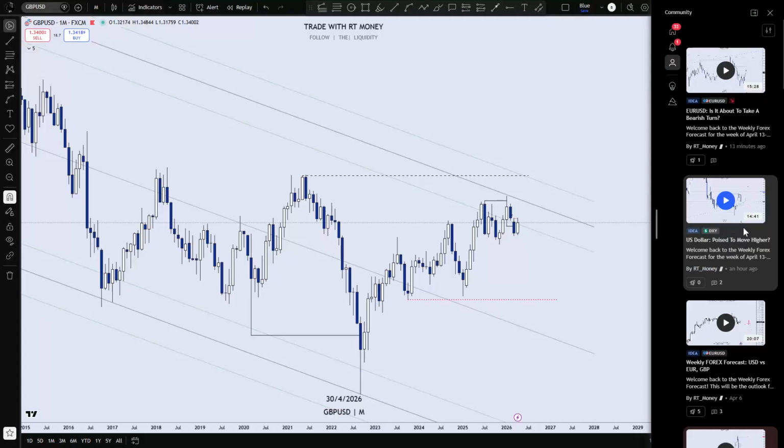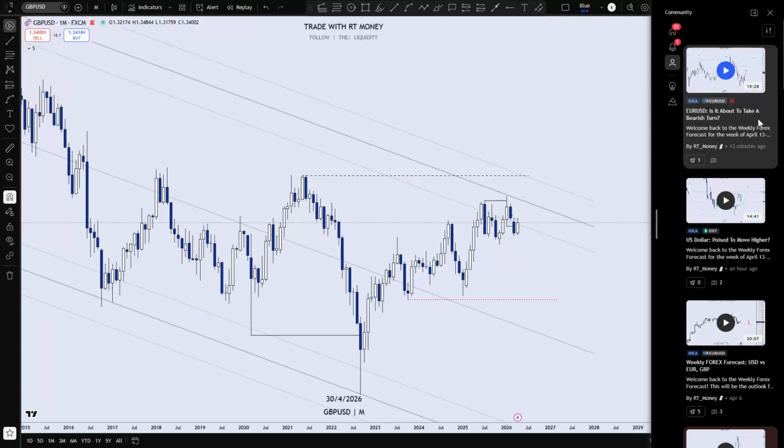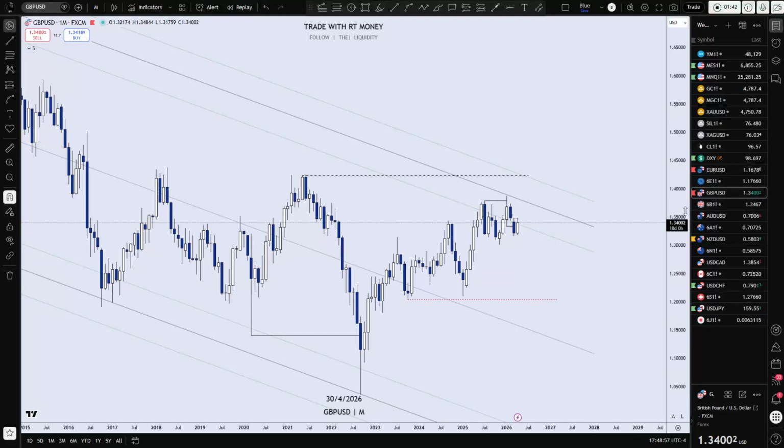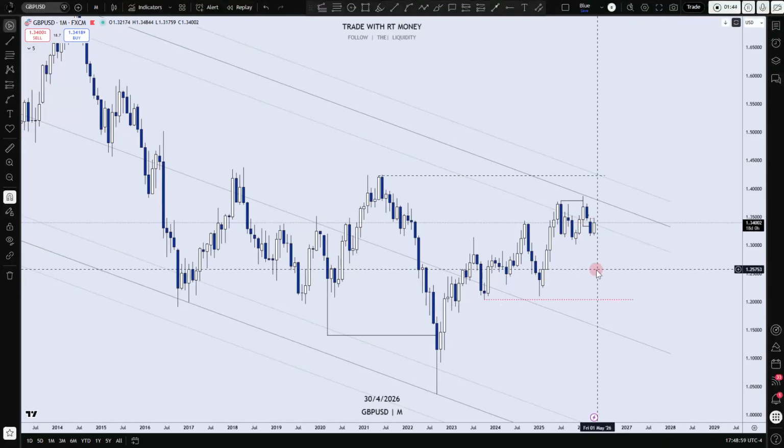I think the U.S. dollar is poised to be bullish, so that's going to bring the euro down, and it's going to bring the pound down a little bit. It's going to drag it a bit. Let me show you why.